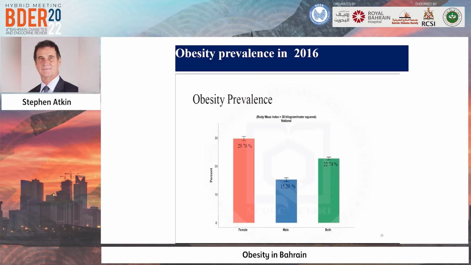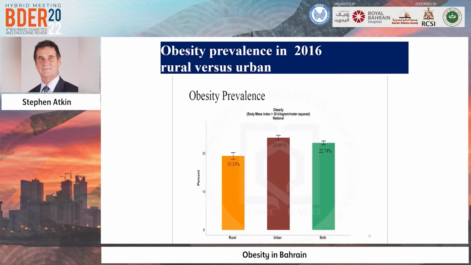Looking at the gender distribution, you can see that obesity is more marked in females in comparison to males. And as one may expect, in those living in an urban population, the prevalence of obesity is greater than in those in a rural population, where you might expect people to be walking more and having more manual work. But as you can see, the actual difference between urban and rural populations is relatively modest.